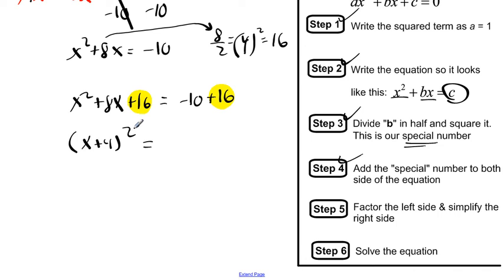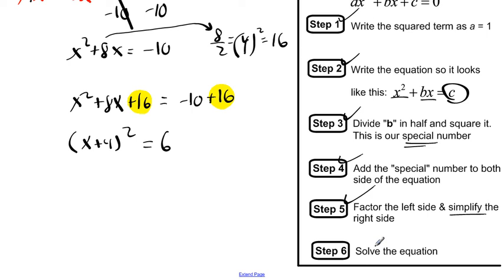Okay? That's the shortcut of doing that, and you probably want to use that shortcut because later on we're going to do examples when our factor is going to be decimals or fractions, right? And trying to factor that's going to be really hairy, so just use the shortcut and it always works, okay? So divide 8 by 2, and then it says factor the left side and then simplify the right side. So negative 10 plus 16 is just 6, all right? And that takes care of step 5.